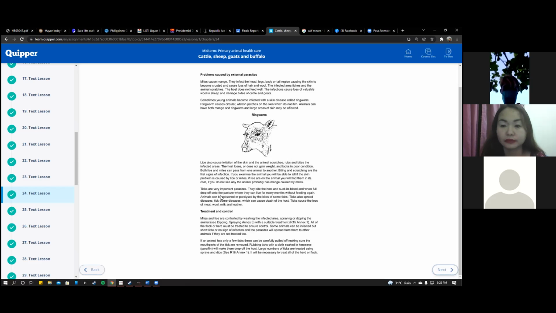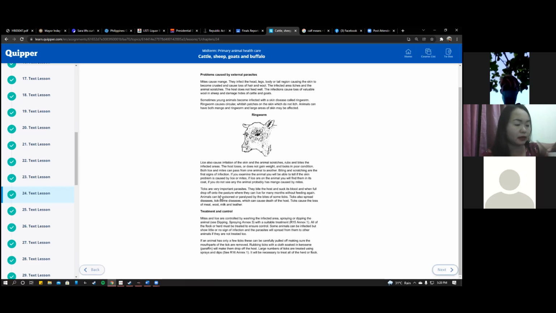If you examine the animal, you will be able to tell if the skin problem is caused by lice or mites. If lice are on the animal, you will find them in its coat. If you do not see any, the animal probably has mange caused by mites.